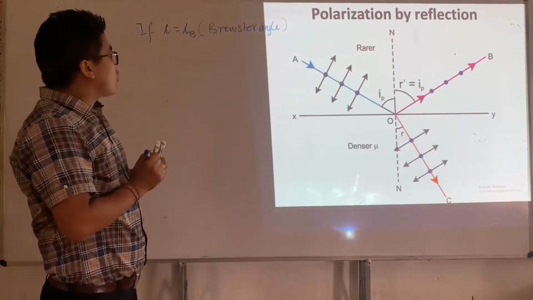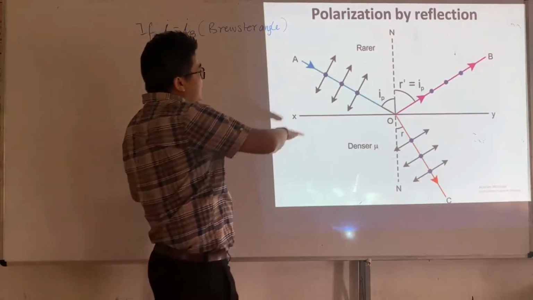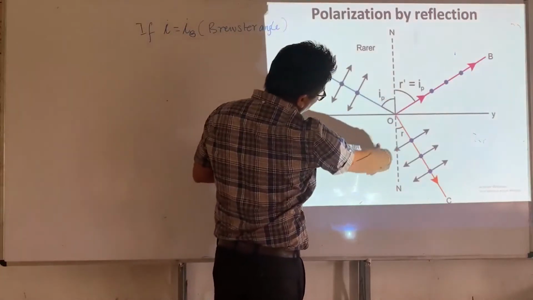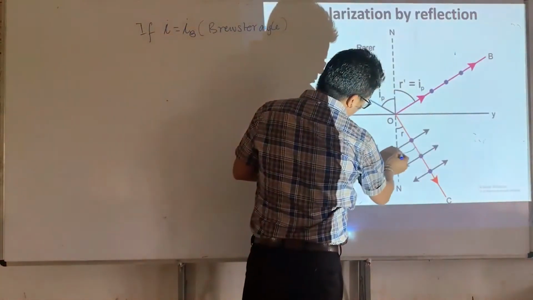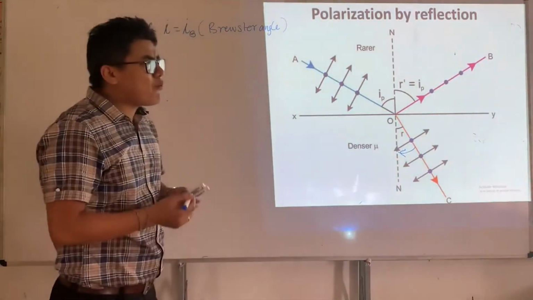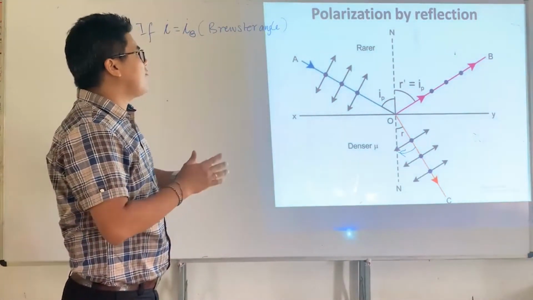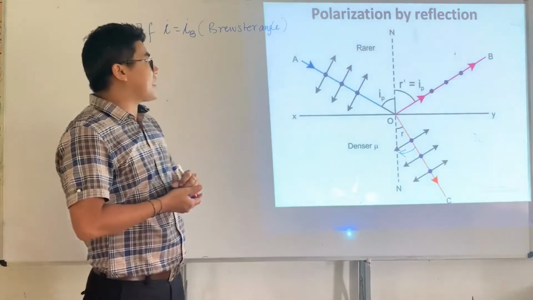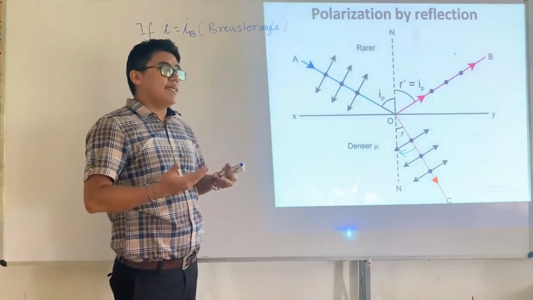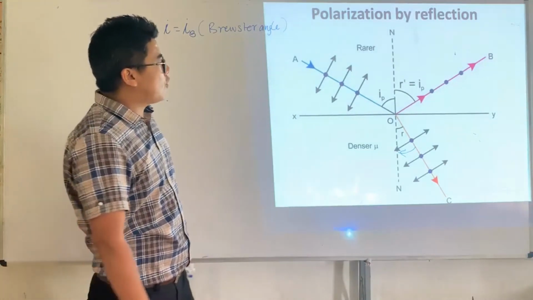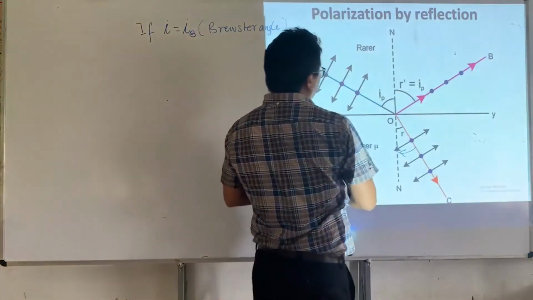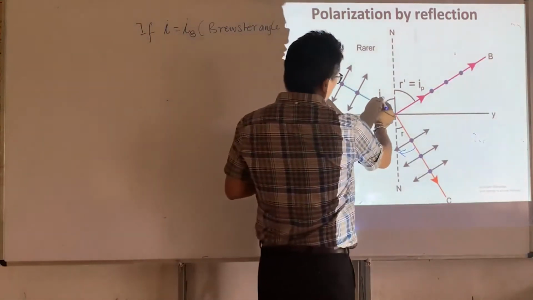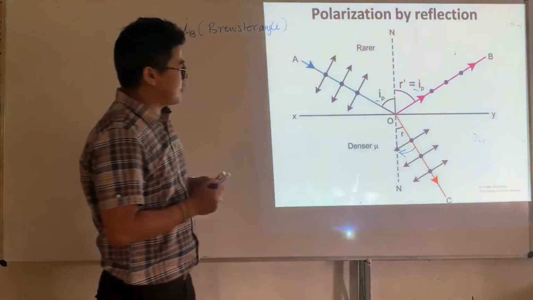Brewster angle, right? So look at here. This is a rarer medium and this is a denser medium. And when light passes from rarer to denser, the bending is towards the normal. And when the light passes from rarer to denser, two things normally take place. One is reflection, the other one is refraction. Alright? So this is the reflection part, and when we talk about reflection, the angle of incidence must be equal to the angle of reflection. That is what we talk about.